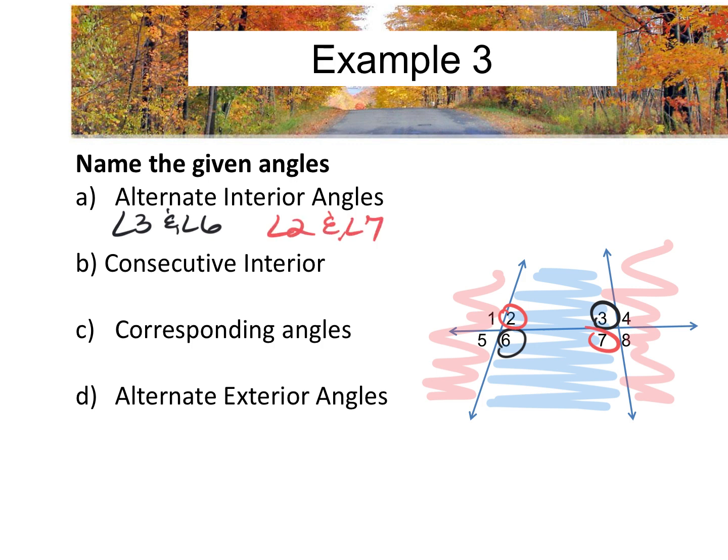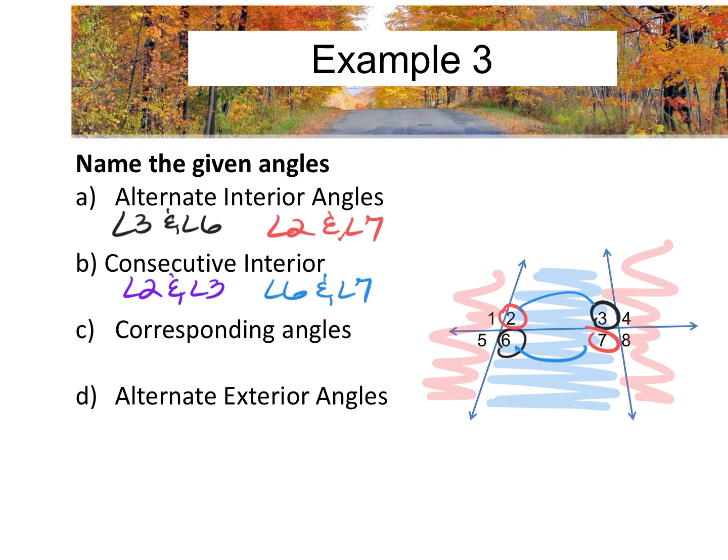All right, now we're going to look for consecutive interior. Remember, these are on the same side of the transversal. Anybody know a pair of consecutive interior? 2 and 3. Anybody find the other pair? So we have 2 and 3. Those are consecutive. 6 and 7.